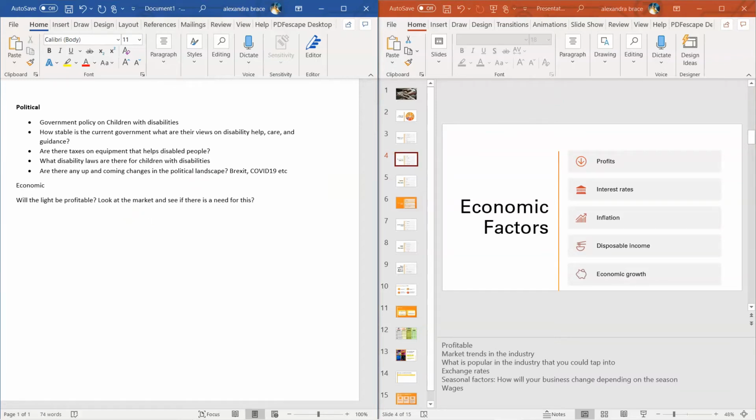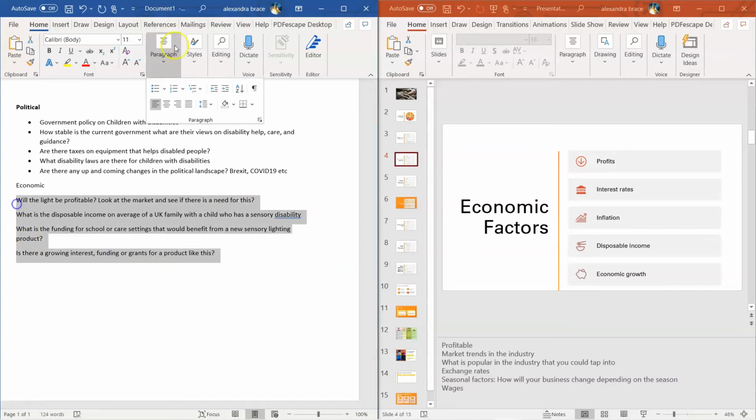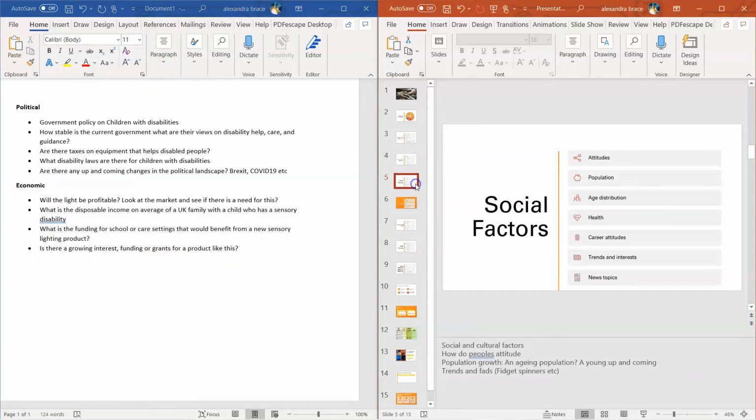Again, I'm going to be looking over here at the list and seeing if any of these will link to my idea of creating a sensory light for a child with a disability. I'm then writing down the key questions here that I will need to research. Once I've done this, I'm then going to move on to social factors.